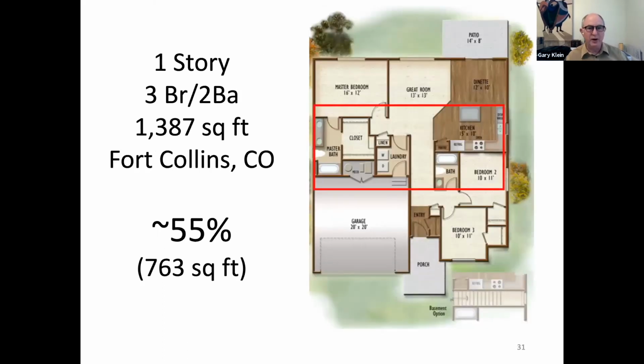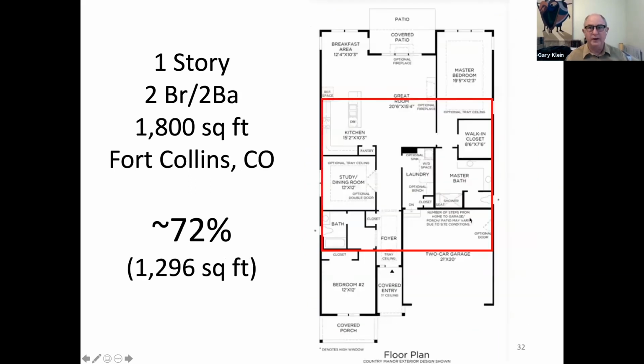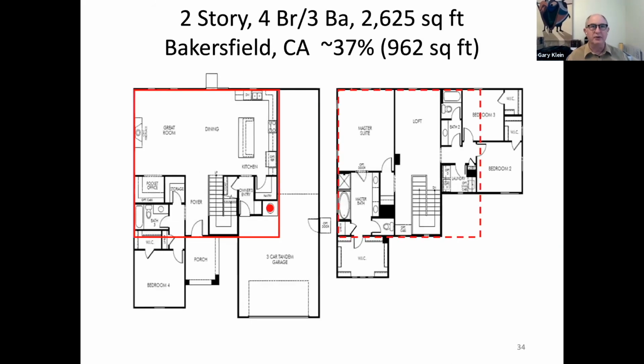Okay. Now we did a project looking at some stuff in Colorado, in Fort Collins in this particular case, and they did better. This is only 55% of the floor area, and this is 72% of the area. So both of them are better than the best I found in California. Huh? Who knew?